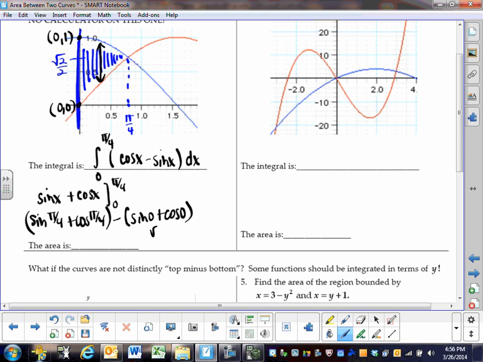So I would have root 2 over 2 plus root 2 over 2, parentheses, sine of 0, which is 0, cosine of 0, which is 1. So on a free response, I could leave it that way. On a multiple choice, they're going to put these together. Half of root 2 plus half of root 2 is 1 root 2, and minus 1. So this will be my multiple choice answer.